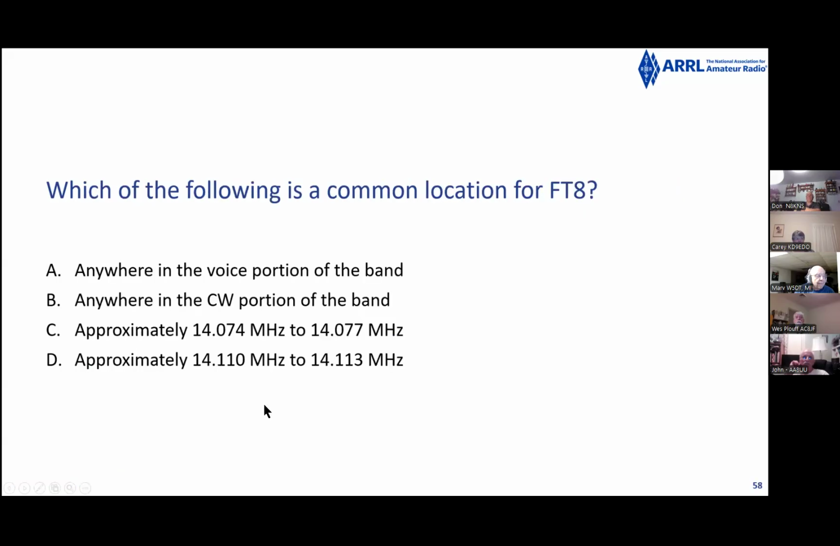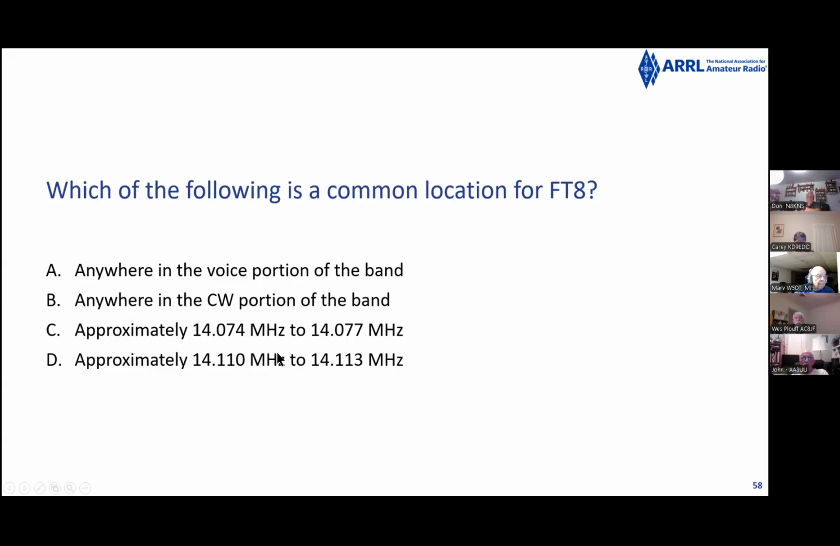Which of the following is a common location for FT8? A, anywhere in the voice portion of the band. B, anywhere in the CW portion of the band. C, 14074 to 14077. Or D, about 14110 to 14113. Charlie. Yeah, Charlie. That's right.